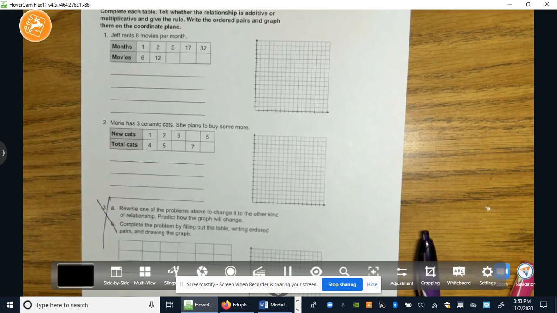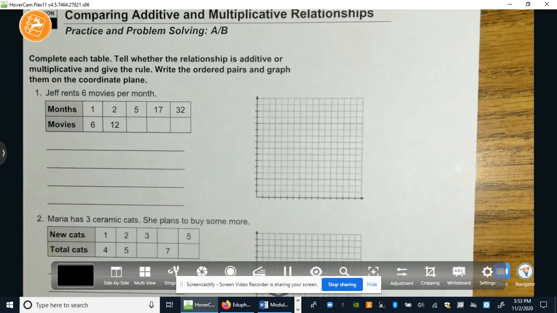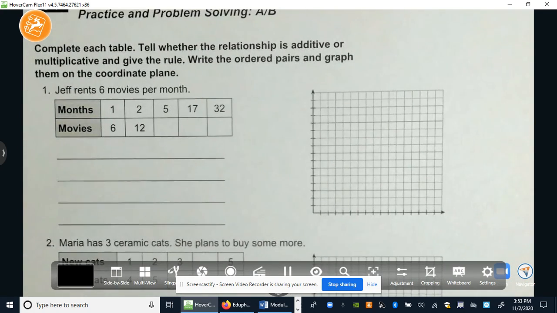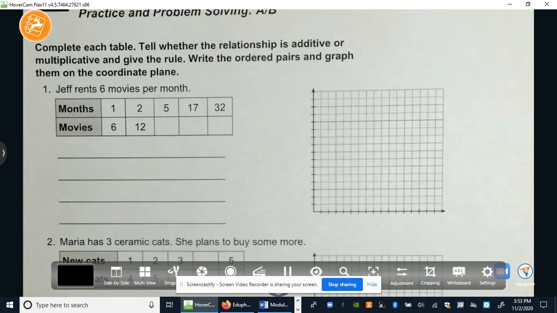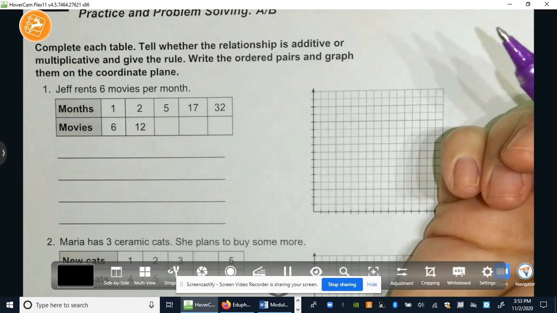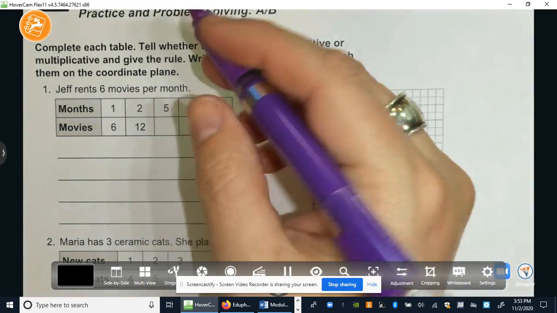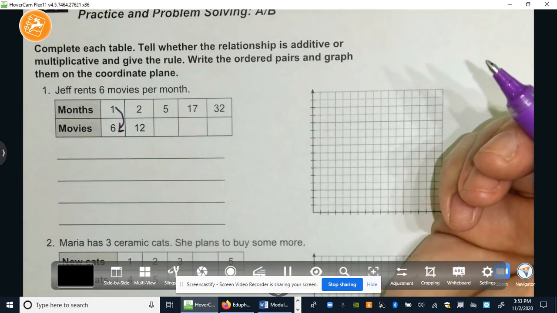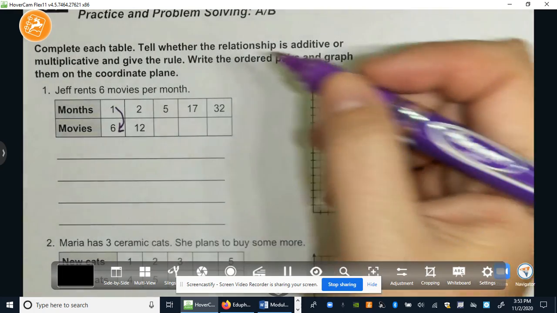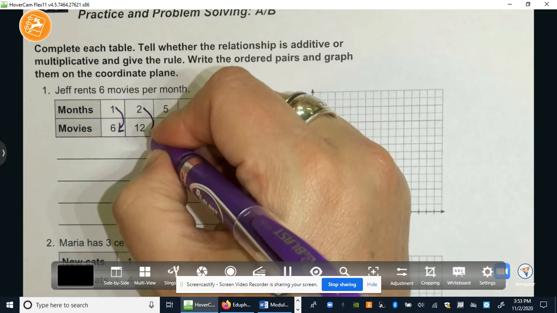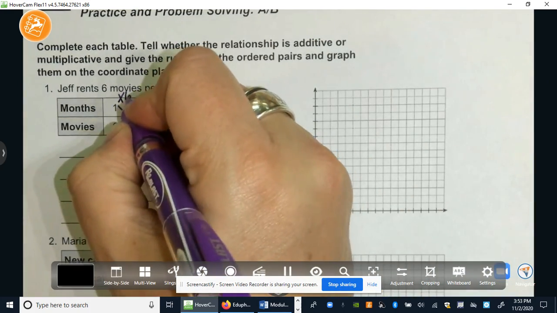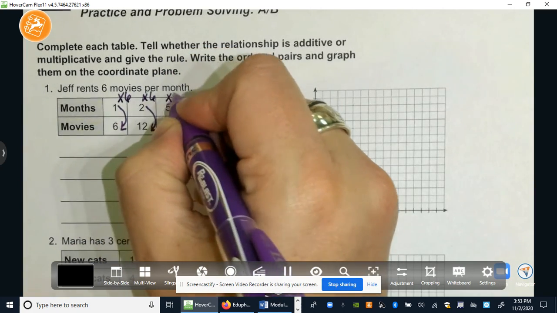All right, so let's look at question number 1. Complete each table. Tell whether it's additive or multiplicative and give the rule. Write the ordered pairs and graph them on the coordinate plane. Okay, so Jeff rents 6 movies per month. So think to yourself, what did you do to 1 to get to 6? Well, you're either multiplying by 6 or adding 5. Well, what did I do to 2 to get to 12? Well, that was multiplying by 6. So my rule is multiplying by 6.